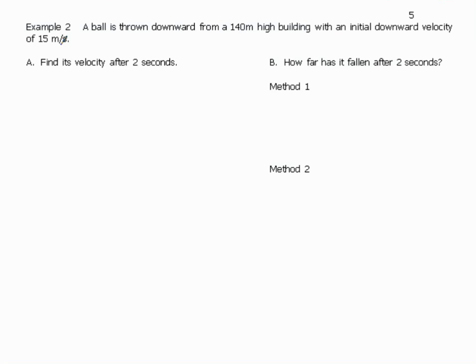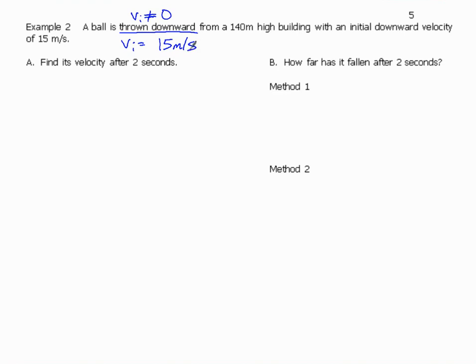So before we go any further, let's take a look at what we have as far as the information goes. It says the ball is thrown downward. Now remember, when we dropped the ball, its initial velocity was 0. But if we are throwing the ball downward, that means that our velocity is not 0 initially. It already has some velocity by the time that it leaves your hand. The initial velocity is provided in the question. It is 15 meters per second down.